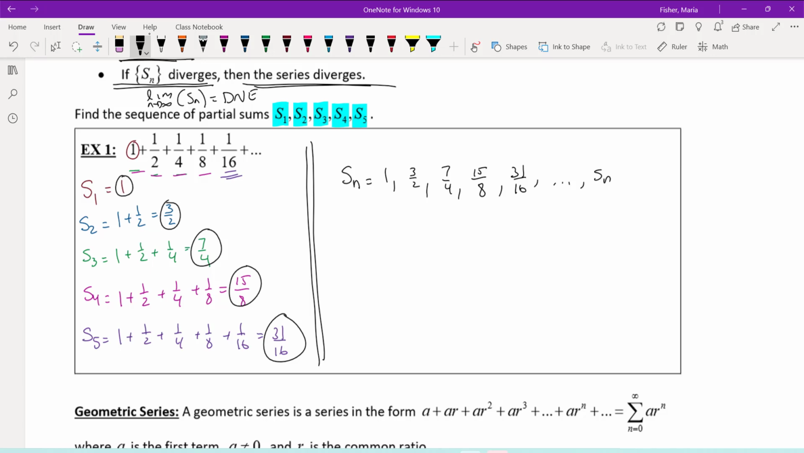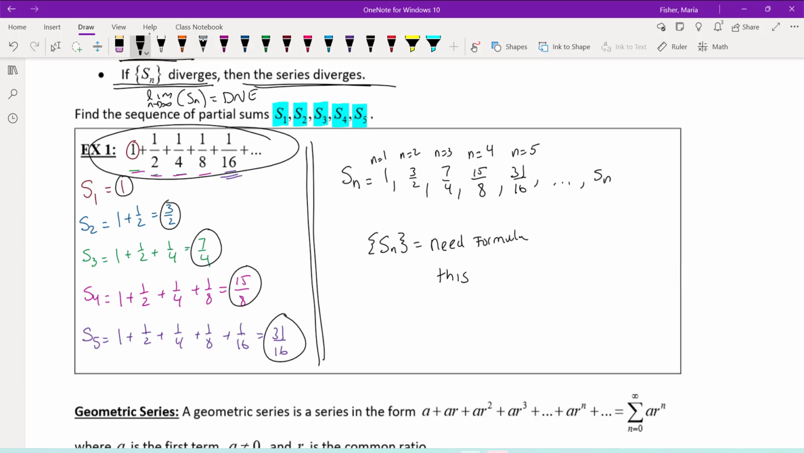In order to determine if this infinite series converges or diverges, we would have to find the formula that would give us a 1 when we plugged in 1, would give us 3 halves when we plugged in 2, would give us 7/4 when we plugged in 3, would give us 15/8 when we plugged in 4, and would give us 31/16 when we plugged in 5. And finding that formula, this is difficult.